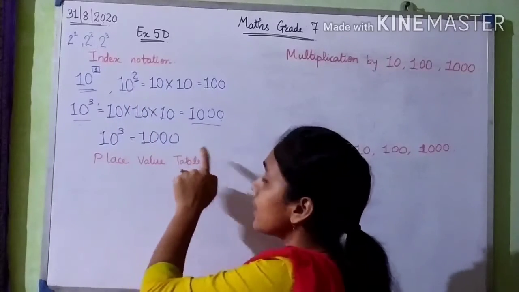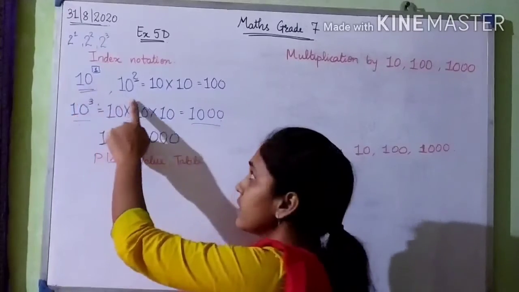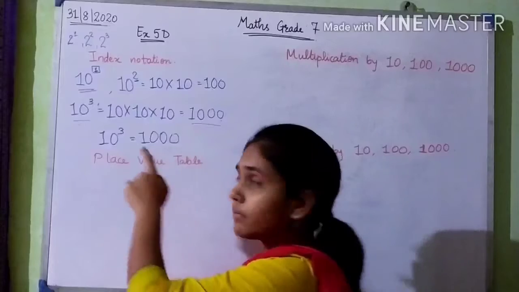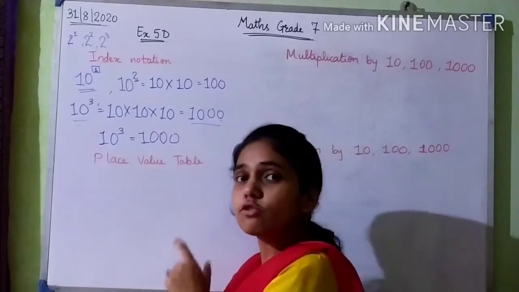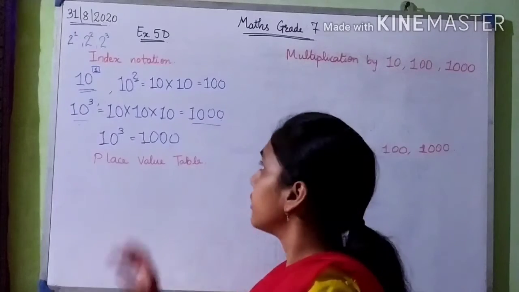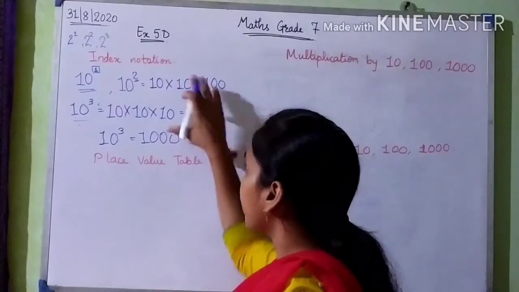These are called powers of 10. This was the first power of 10, this is the second power of 10, and this is the third power of 10. So this is called the powers of 10. It is the index notation of 10. So this was about the index notation.